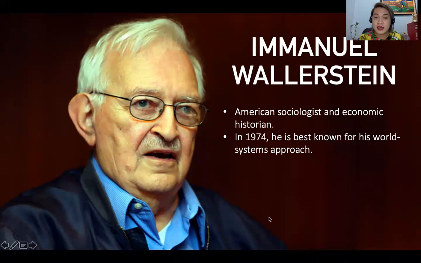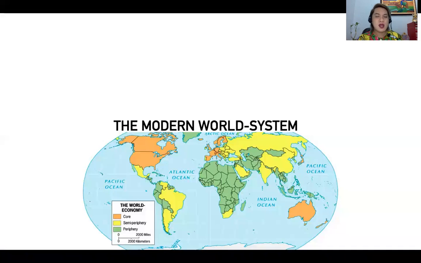It was Immanuel Wallerstein, an American sociologist and economic historian, who discovered in 1974 the world system approach, commonly known as the modern world system approach. What does it mean by the modern world system? As you can see in the map, the countries are colored in three different colors: the yellow, the green, and the orange. These are what we call the modern world system, where the world is divided based on their capital.